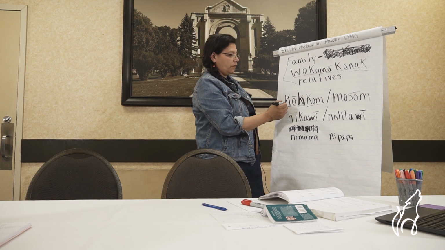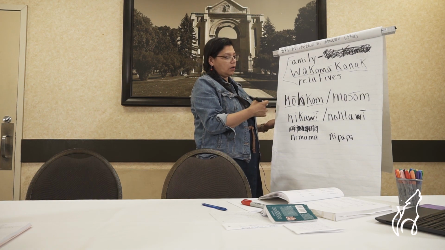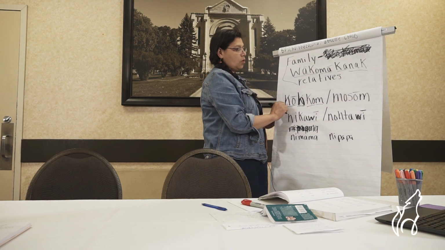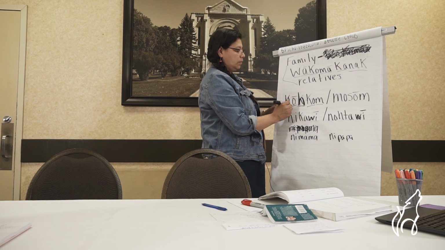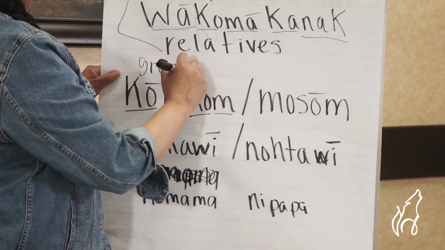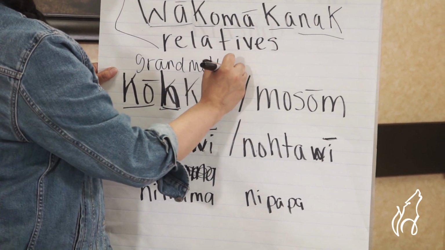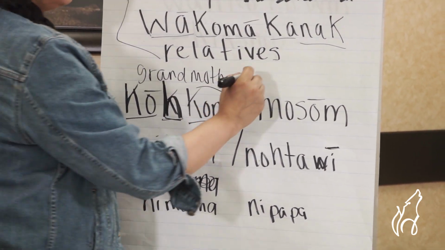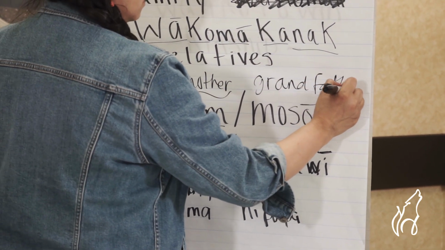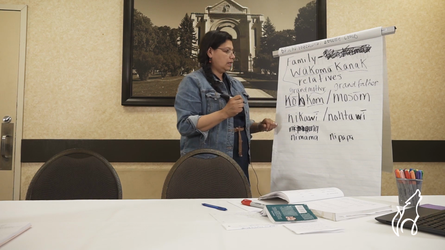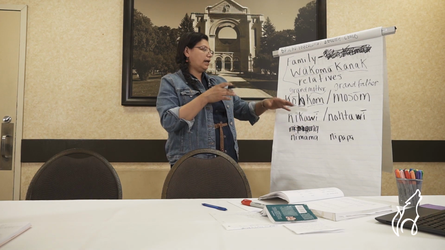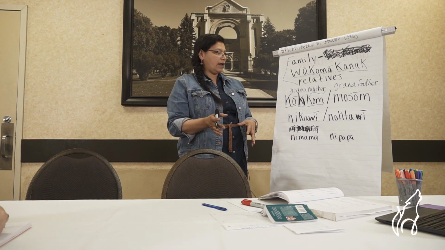So we have, first of all, most important, we're all gonna start with kukum mushum. Kukum mushum. So kukum is grandmother, and then mushum is grandfather. Okay, so those are direct words of labeling grandmother and grandfather.